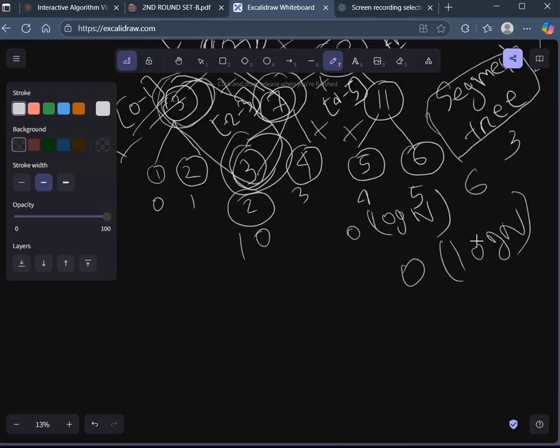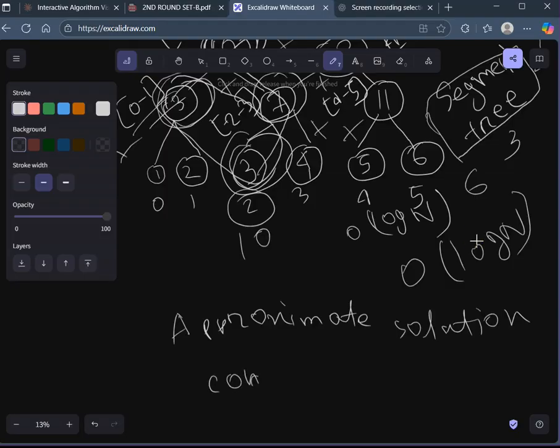But if we want an approximate solution, we have to use an algorithm or data structure called Count-Min Sketch, which uses hash maps as the approximator.